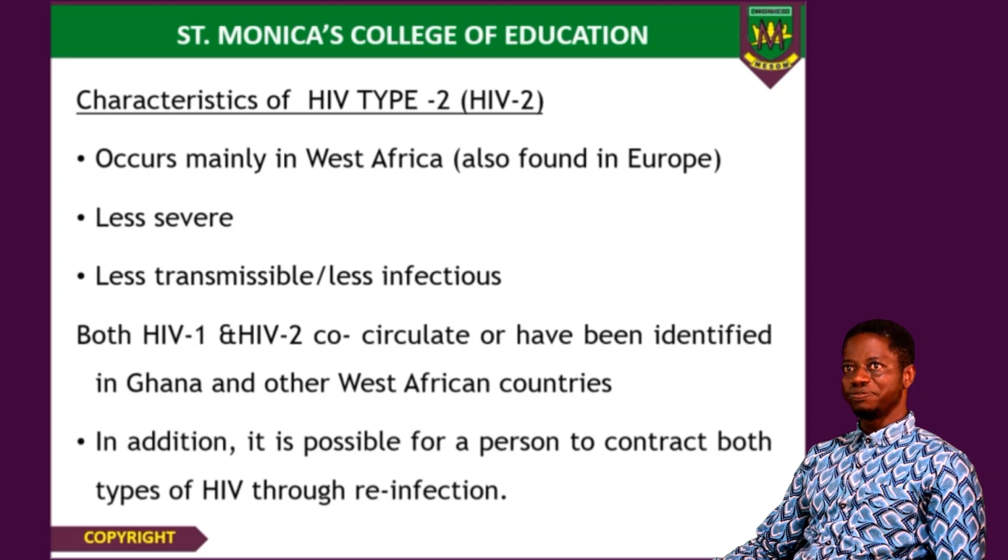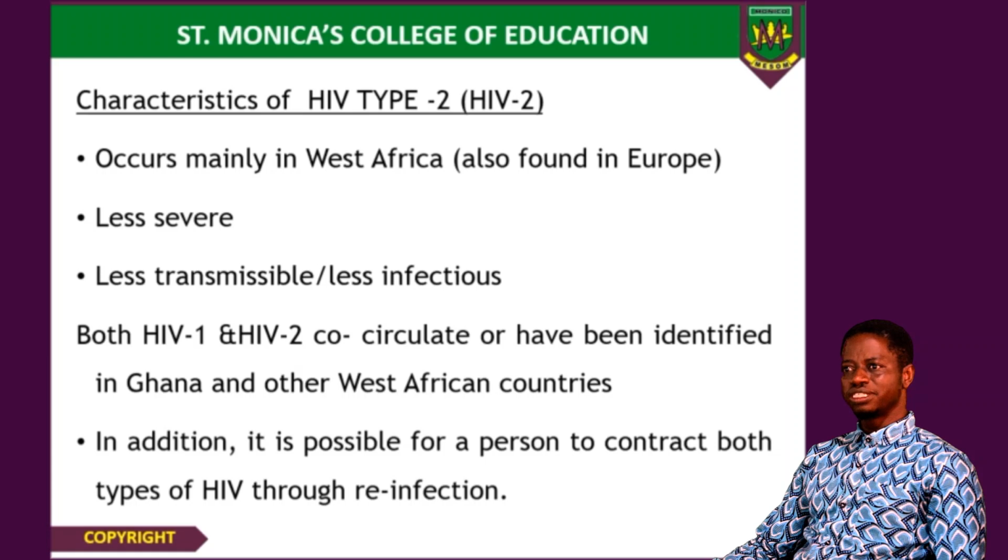It is also less severe as compared to HIV type 1 and less infectious as compared to HIV type 1. So both HIV type 1 and 2 have been identified in Ghana and other West African countries. In addition, it is possible for a person to contract both types of HIV through what we call reinfection.